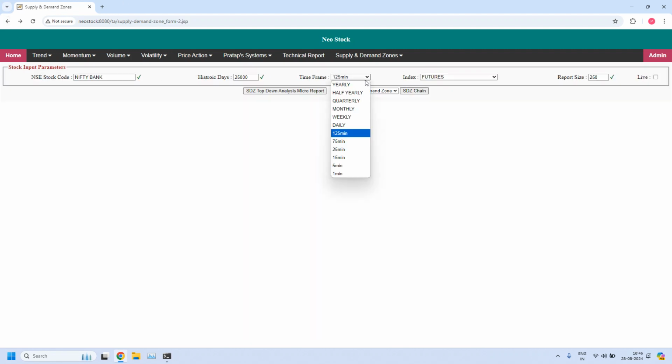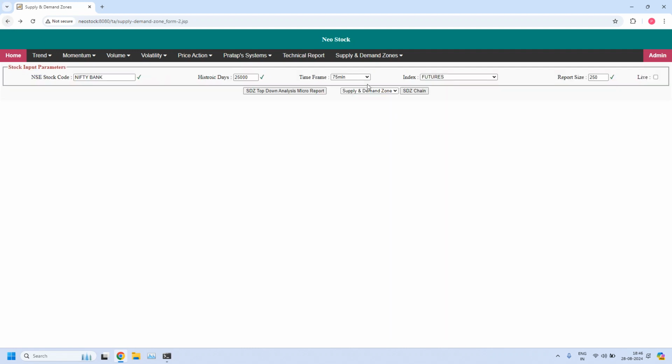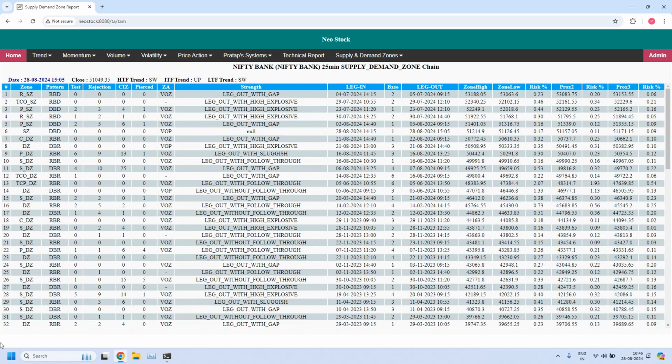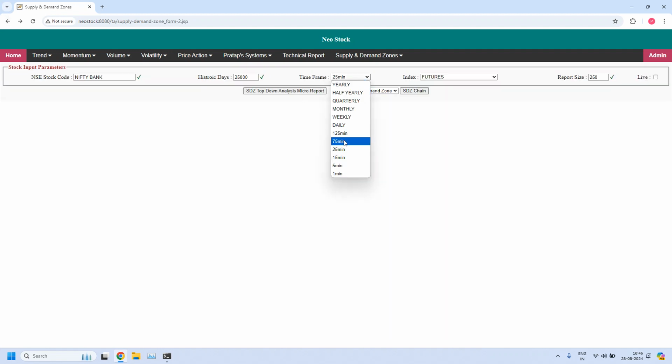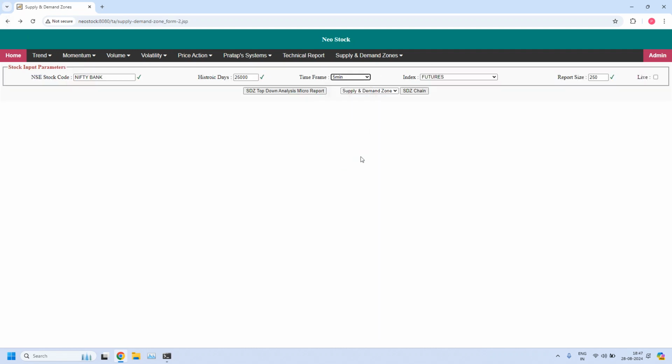And the next time frame is 75 minutes. I am generating 75 minute supply demand zone chain for Bank Nifty. And the next time frame is 25 minutes. I am generating 25 minute supply demand zone chain for Bank Nifty. And the next time frame is 15 minutes. I am generating 15 minute supply demand zone chain for Bank Nifty. And the last time frame is 5 minutes, generating 5 minute supply demand zone chain for Bank Nifty.